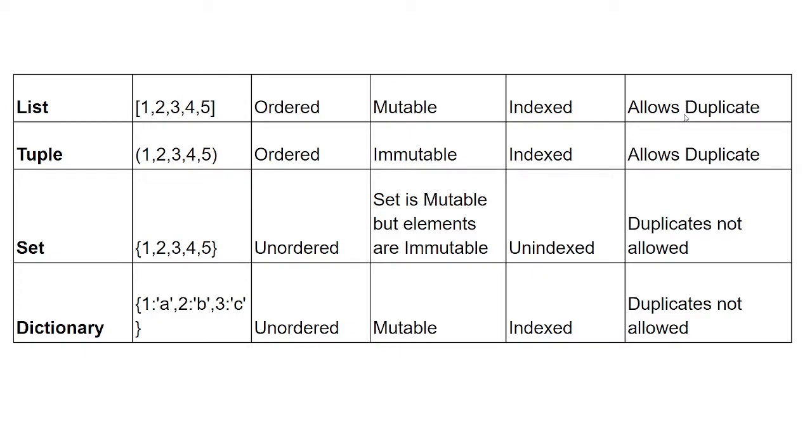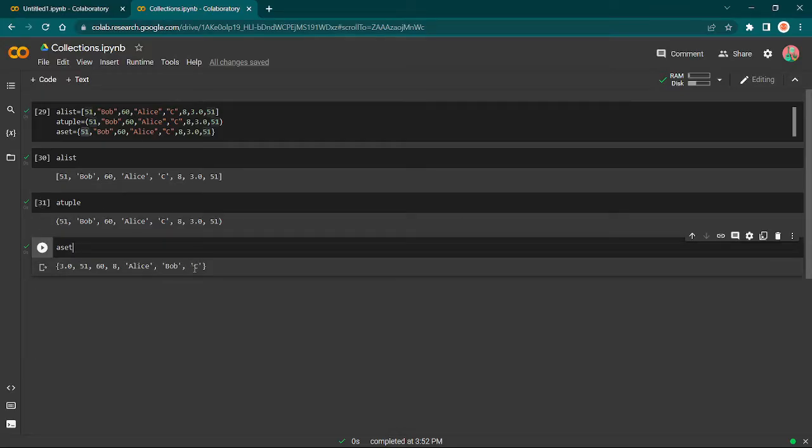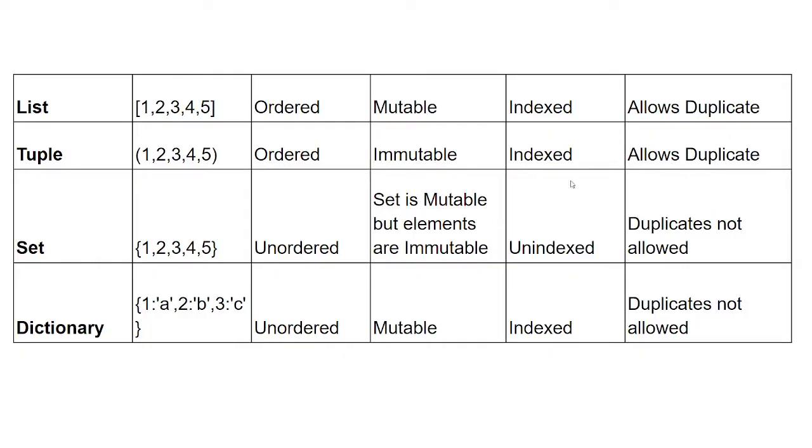And then the last column, that also I showed now. List and tuple both will allow duplicates, but set will not allow duplicates. It will automatically remove duplicates. Now let's move to the indexing part.